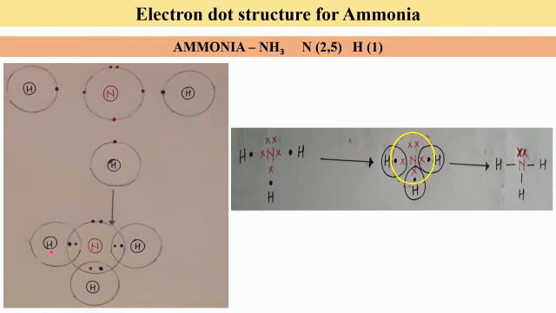But if you see between any hydrogen and nitrogen on any of these sides, there is only 1 pair of electrons. Only 1 pair of electrons is being shared between hydrogen and nitrogen on any of the sides. Hence, when you draw the structural formula, you will have a single bond between hydrogen and nitrogen on all the sides.